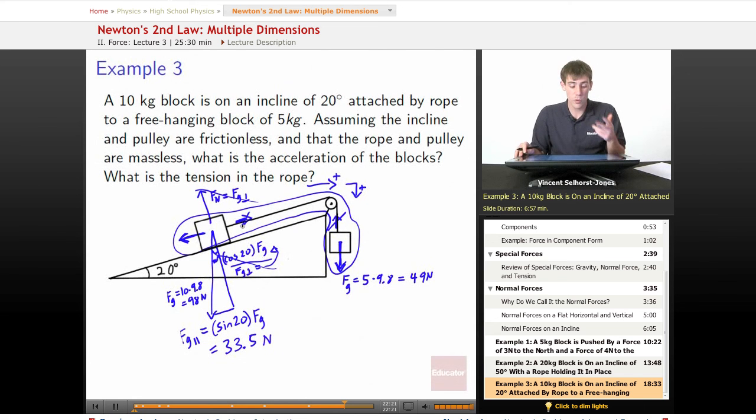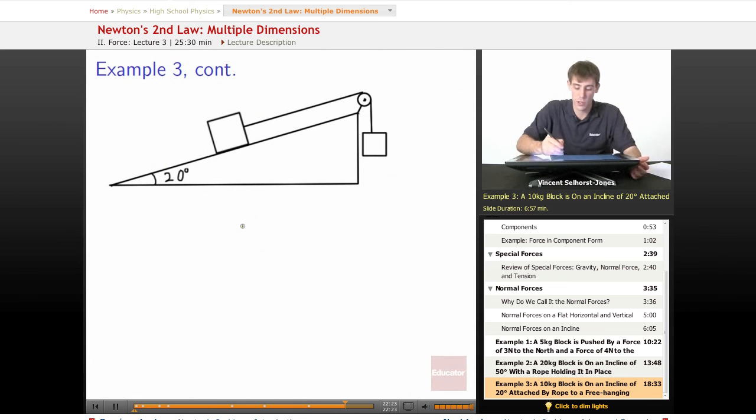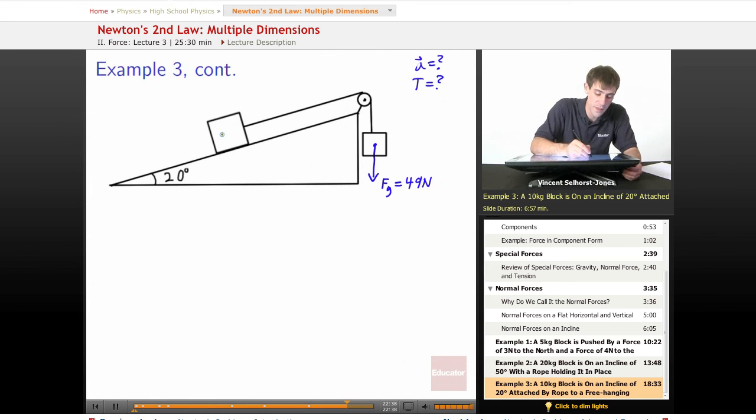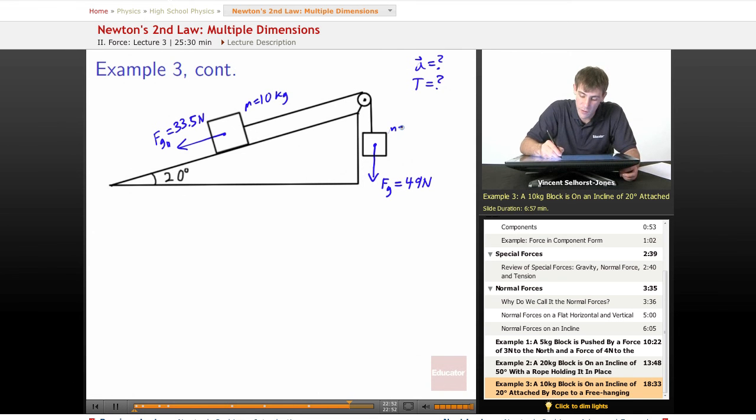All right, so moving on, now we know what our forces are. Really, the only two forces we have to care about are the force of gravity for this one, which is 49 newtons. We want to find out the acceleration and the tension in that rope. And this one is going to have the force of gravity parallel, which is 33.5 newtons. So what's the mass over here? This is a mass of 10 kilograms. This is a mass of 5 kilograms.